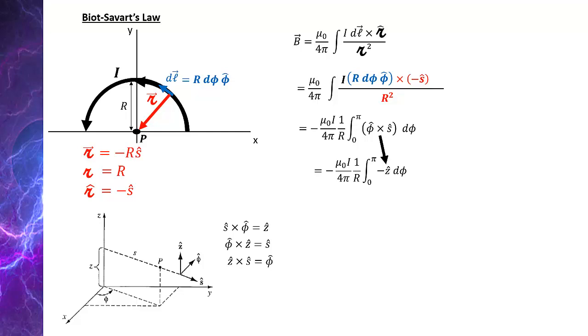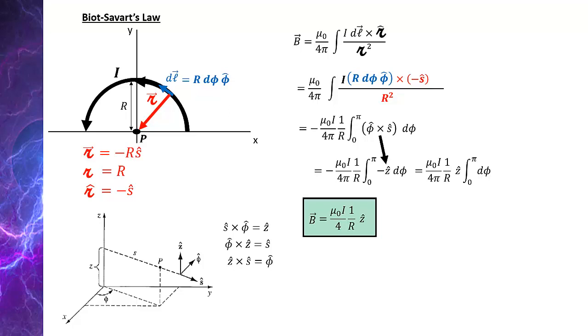The z-hat direction always points in the same direction regardless of your angle phi. It doesn't matter where you're at in the cylindrical coordinate system, you're always going to have z pointing in the same direction. So we can pull that out of the integral now. There's a minus sign that cancels the minus sign out front, and so we just have μ₀ I over 4π, 1 over r, z-hat, and the integral from 0 to π of dφ. Well, that integral is just π.